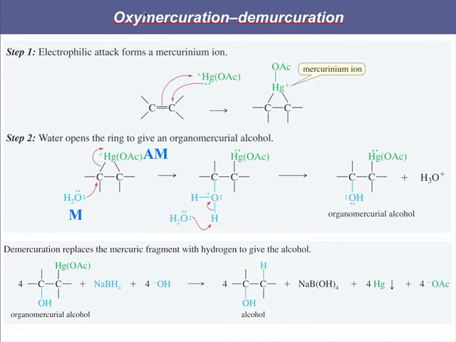So we call that oxymercuration demercuration because in our first step, we put on the oxymercury group. We use it to give us our desired orientation, so that we know the mercury goes onto the less substituted side, forcing the water onto the more substituted side. And then once we've got everything in place, we demercurate and get back to our alcohol.